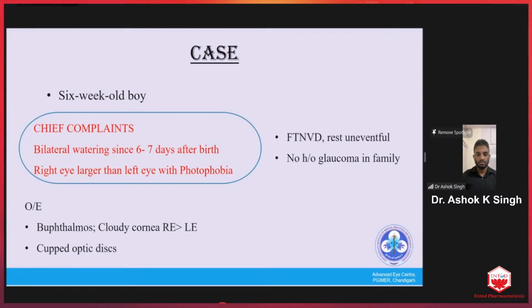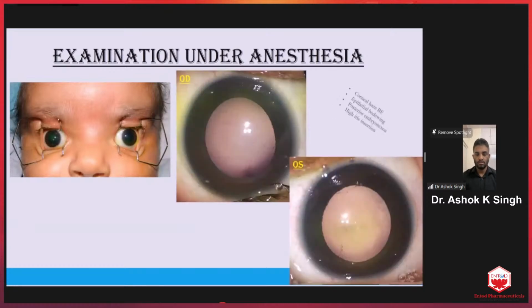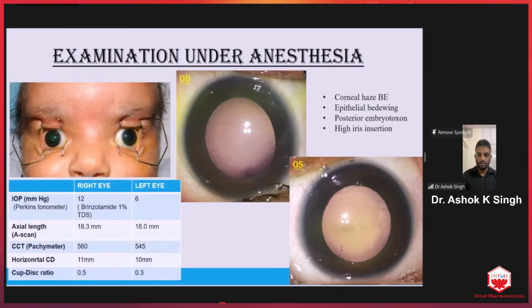There was bilateral buphthalmos and bilateral cloudy cornea. The right cornea appeared more cloudy than the left cornea, and there was significant cupping of the optic disc. So he was started on brinzolamide 1% eye drop and was scheduled for examination under anesthesia and surgery. Under anesthesia, we noted that the child had bilateral corneal haze. There was also presence of epithelial bedewing and posterior embryotoxon. On gonioscopy, high iris insertion was noted.